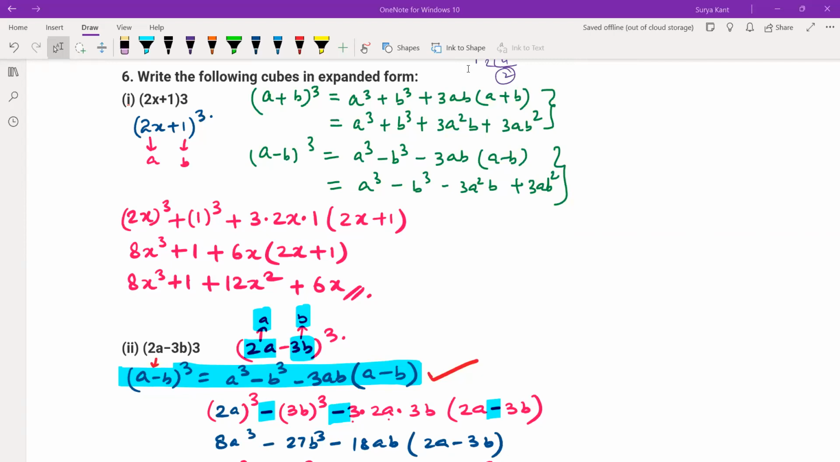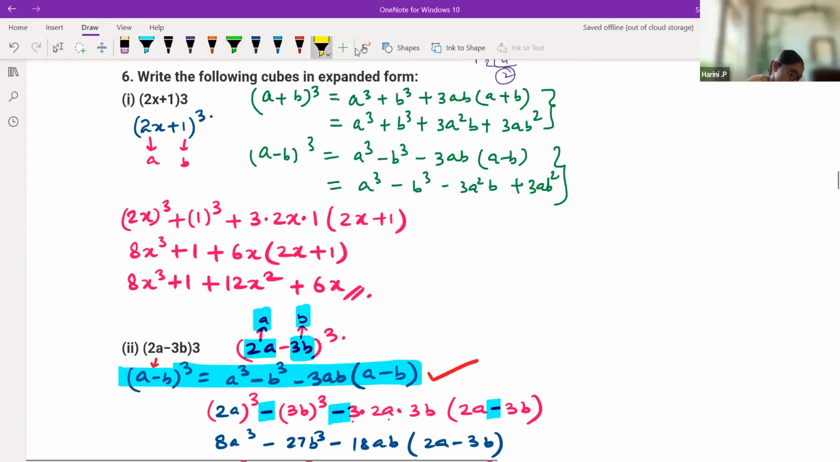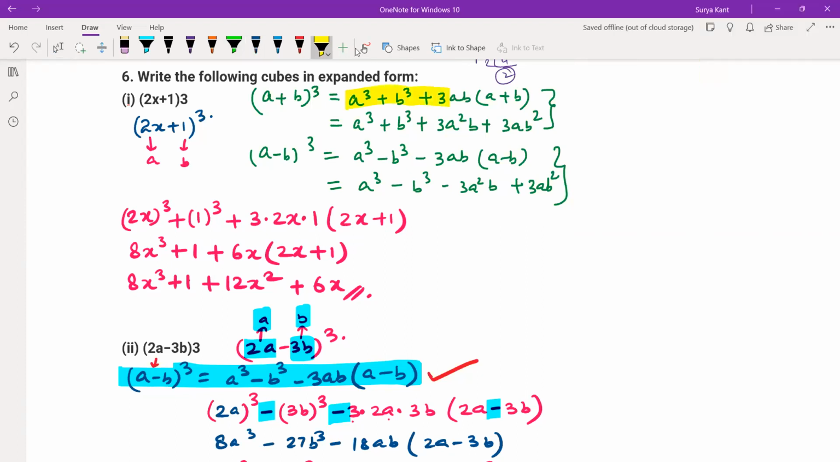So this is a very easy question, if you know the formula, no? This is a new formula to you, right? Yes, sir. a cube plus b cube plus 3ab into a plus b. And if you multiply 3ab inside, you'll get 3a square b plus 3b a square.